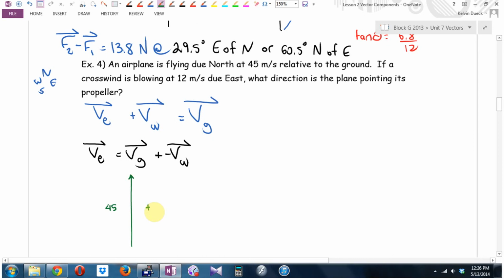So what would negative wind velocity be? Due west. 12 meters per second still, but due west. 12 is about a quarter as long as 45 or so. I think about like that. Rob, have I turned it into an addition question? Oh, clever me. Any thoughts on how I could add those two vectors together?